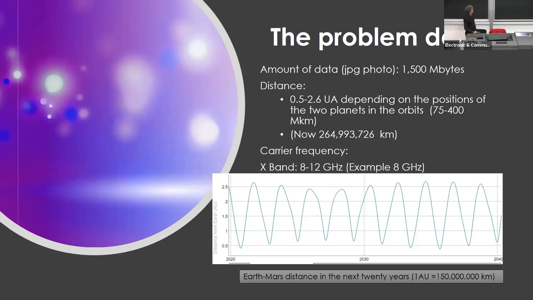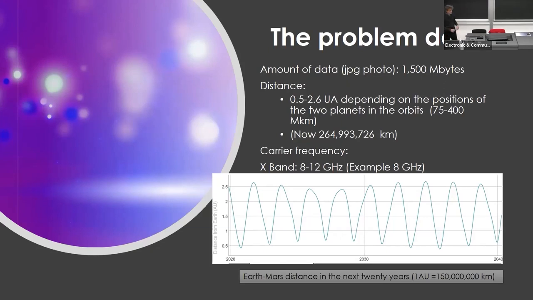So the problem to send a photo, the size of a photo is approximately 1500 megabytes. And a big problem that is under your eyes is that the distance between Mars and Earth is quite large. It actually oscillates depending on the orbital positions of the planets, but it goes from 0.5 to 2.6 astronomical units, that corresponds to like 75 to 400 million kilometers.